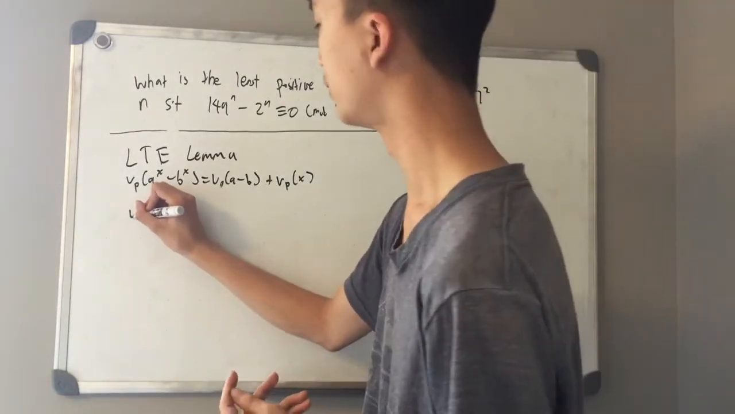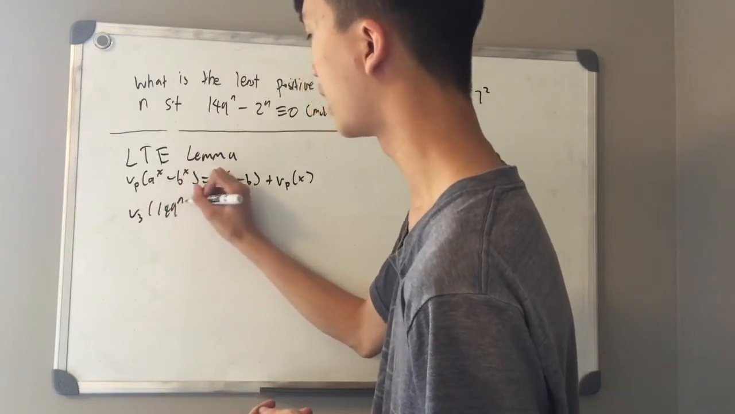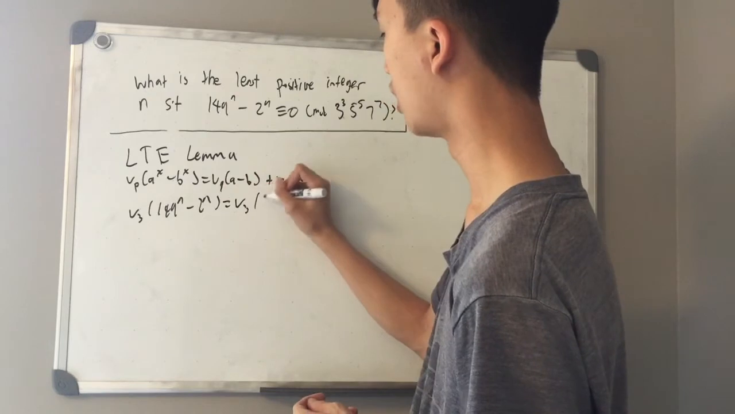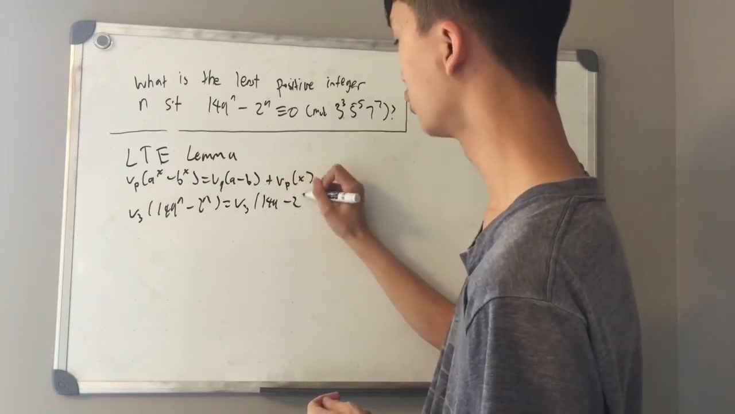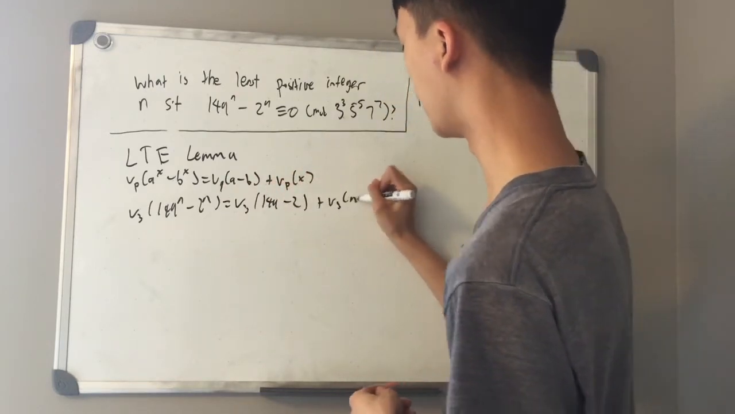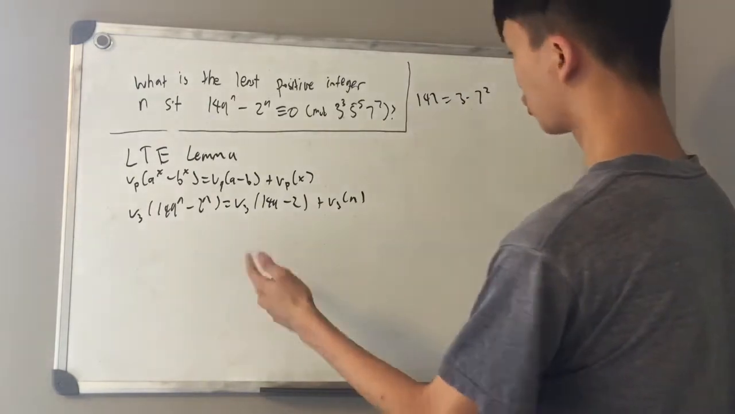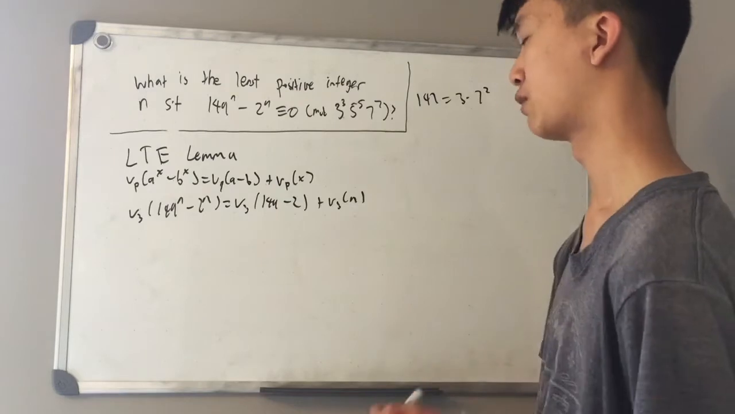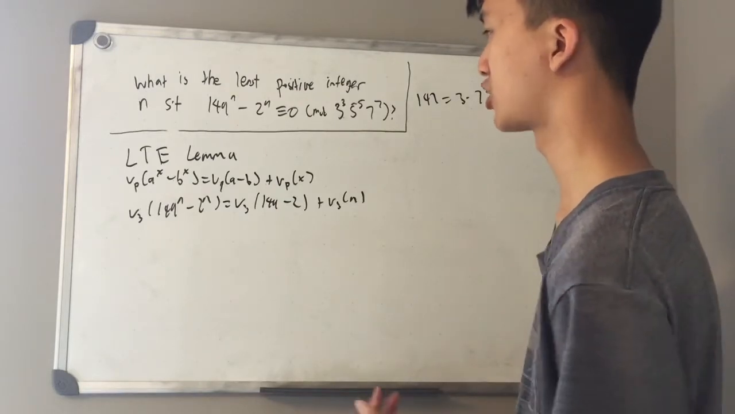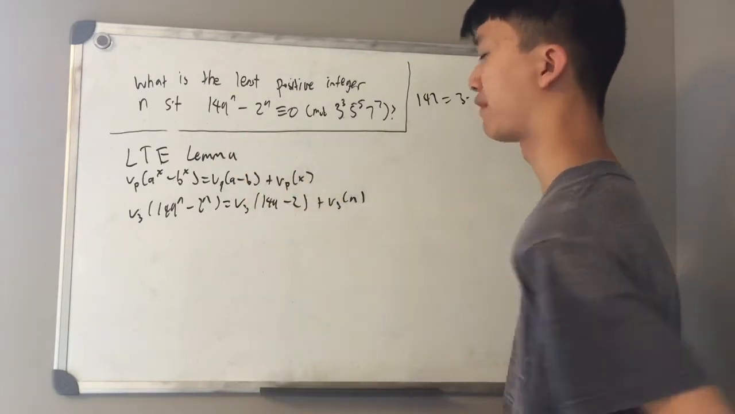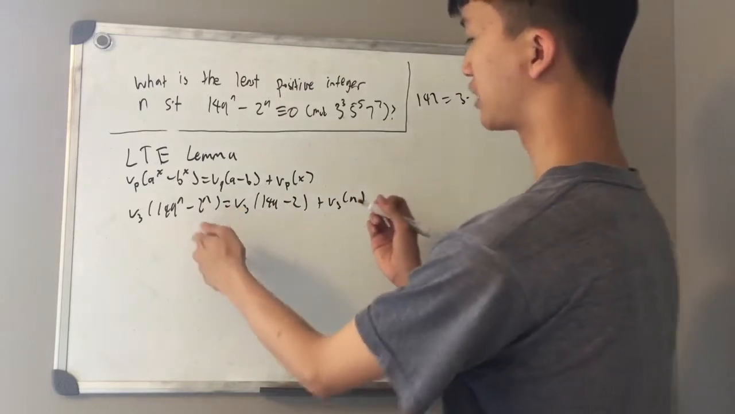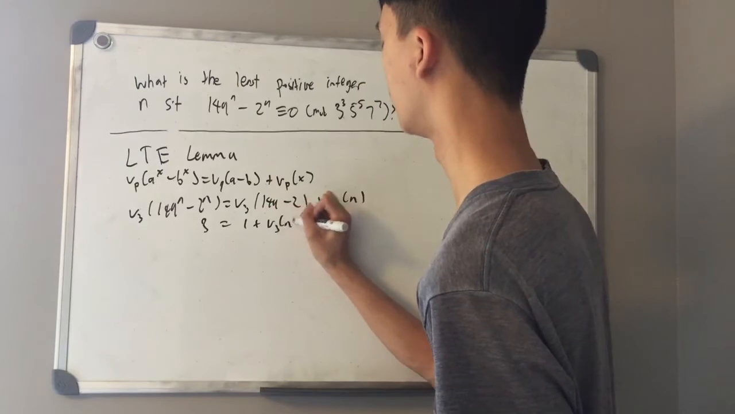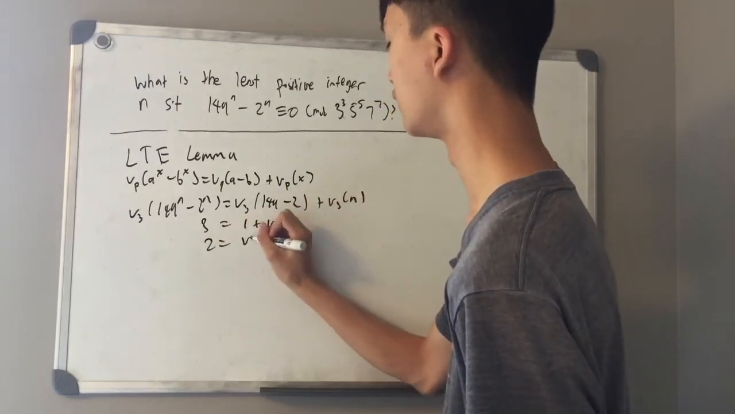And so, V3 of 149 to the n minus 2 to the n is equal to V3 of 149 minus 2 plus V3 of n. So now 149 minus 2 is equal to 147, and the greatest power of 3 that divides 147 is 1. Now we're also looking for the smallest value of n such that this divides 3 to the 3, 5 to the 5, 7 to the 7, and so this is equal to 3. So we have 3 is equal to 1 plus V3 of n, and therefore 2 is equal to V3 of n.